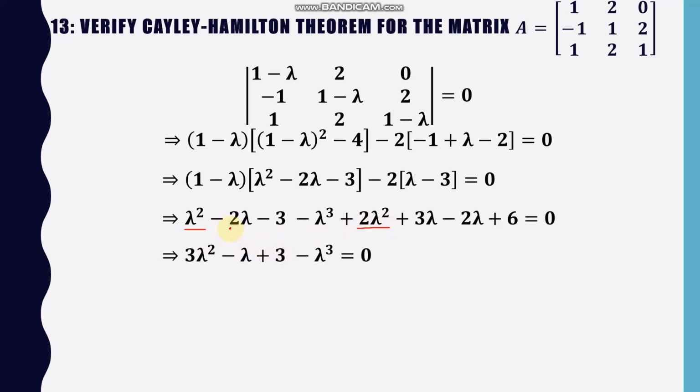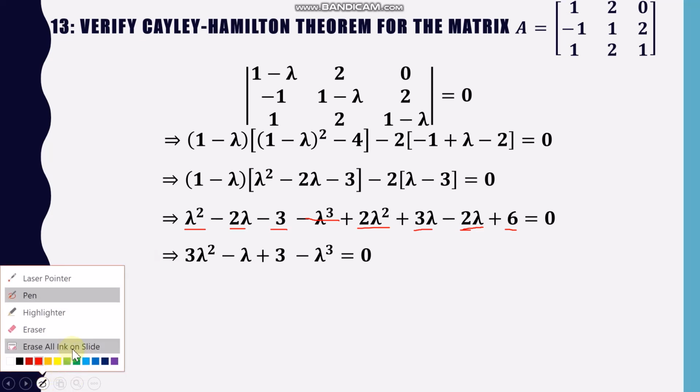Then minus 2 lambda plus 3 lambda will give me 1 lambda. 1 lambda minus 2 lambda will give me minus lambda. So we get the coefficient of lambda to be minus 1. Then the constant term, minus 3 plus 6, will give me 3, and minus lambda cube as it is. So we get this equation.